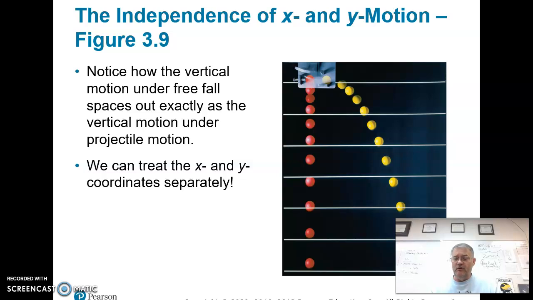All objects fall 4.9 meters in a second when neglecting air resistance. So if I'm on a tower 4.9 meters high and I shoot a bullet horizontally and I drop a bullet, both are going to hit the ground after a second. The x and y are independent of each other.